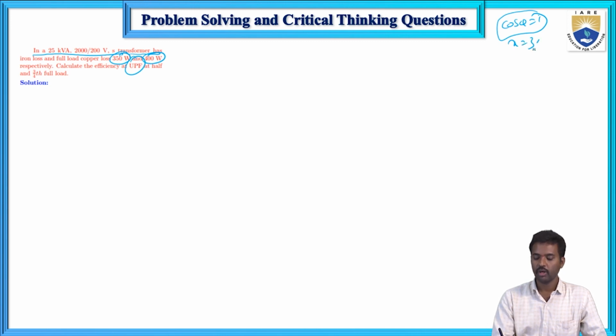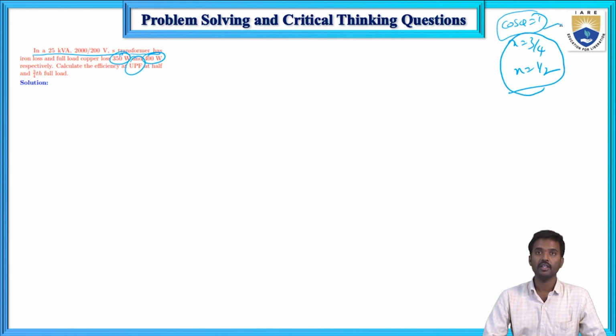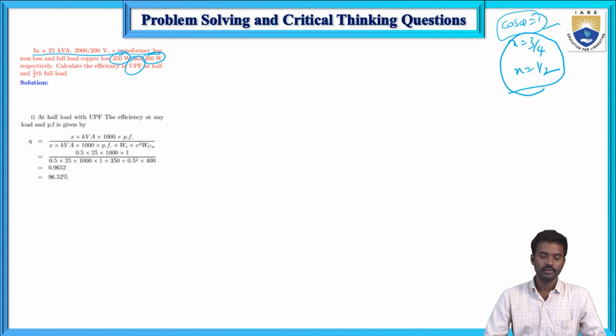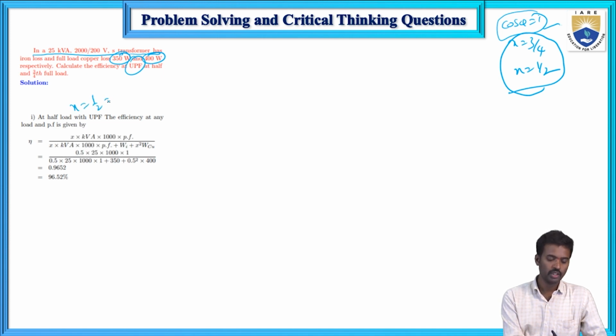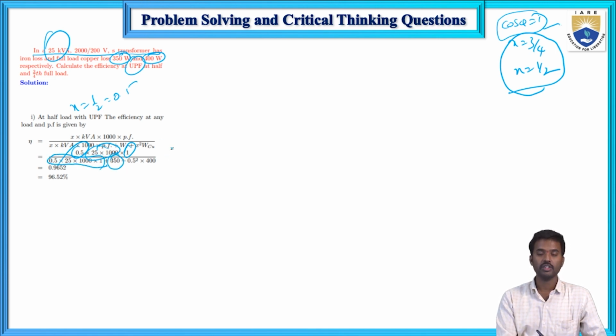Unity power factor cos phi equals 1 at half load and 3 by 4 load. So X equals 3 by 4 and X equals 1 by 2 condition, and at this condition calculate the efficiency. So same formula here, X equals 1 by 2, I am taking here, that equals 0.5. So 0.5 and 25 kVA transformer, and next power factor is 1, and next 350 iron losses are fixed core losses and copper losses are variable, depending on the load, 0.5 square into 400. So that value equals 0.9652, that equals 96.52.